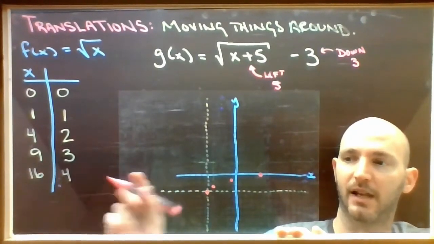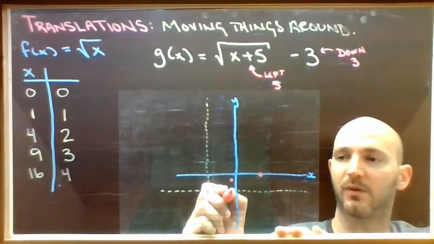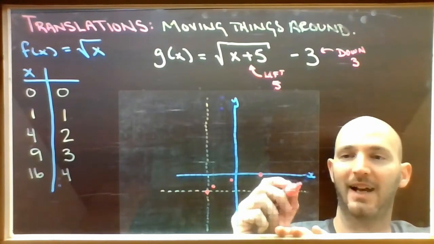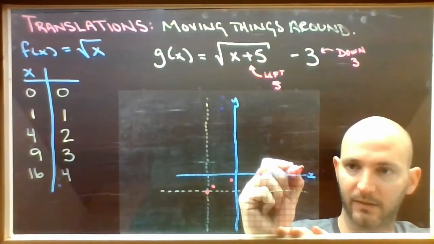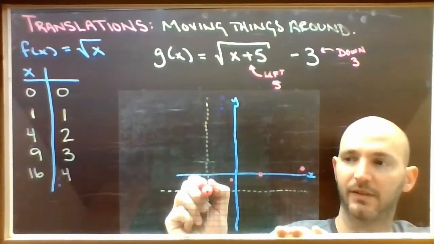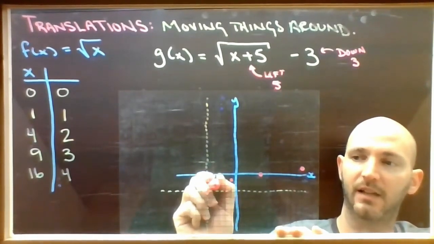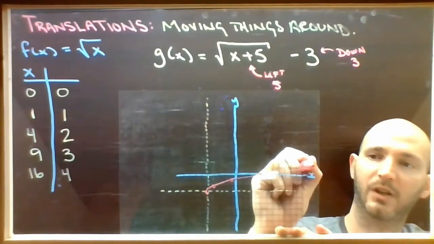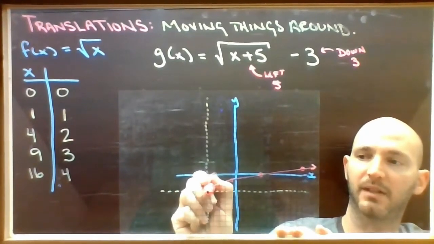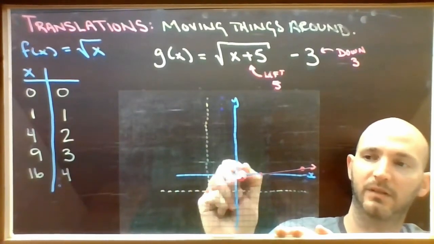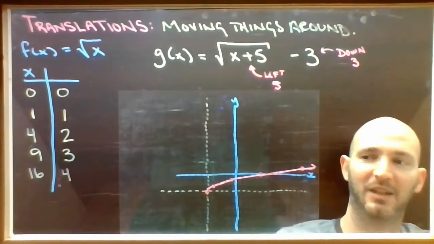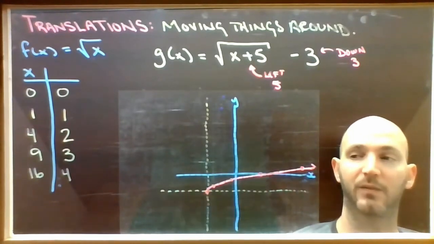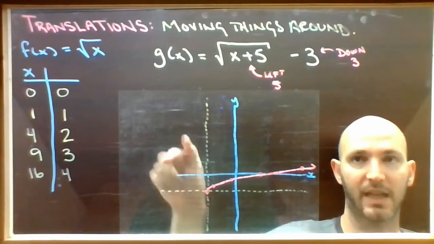16 to the right, up 4. 1, 2, 3, 4, 5, 6, 7, 8, 9, 10, 11, 12, 13, 14, 15. Haha, just fit. 2, 3, 4. Perfect. So I just have to draw in that beautiful square root curve, which looks an awful lot like a parabola that's fallen over and been cut in half. And there you have it. A lovely radical function that has been shifted 5 to the left and 3 down.